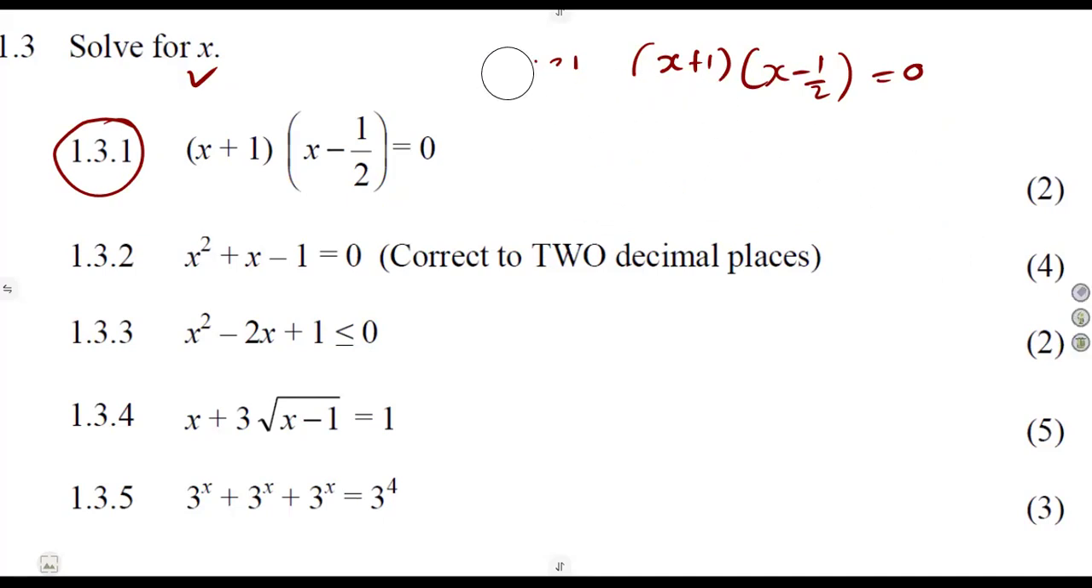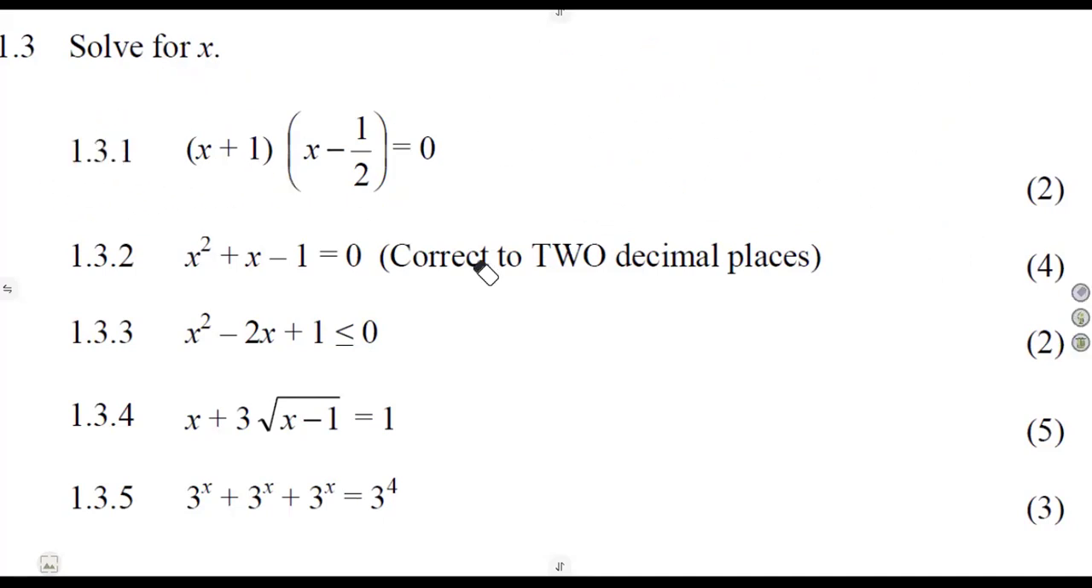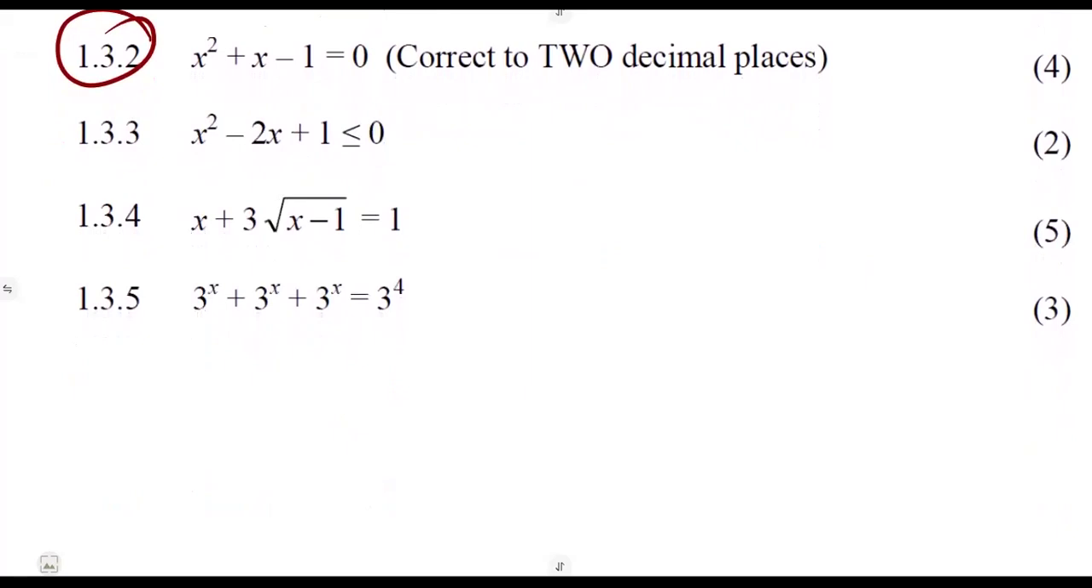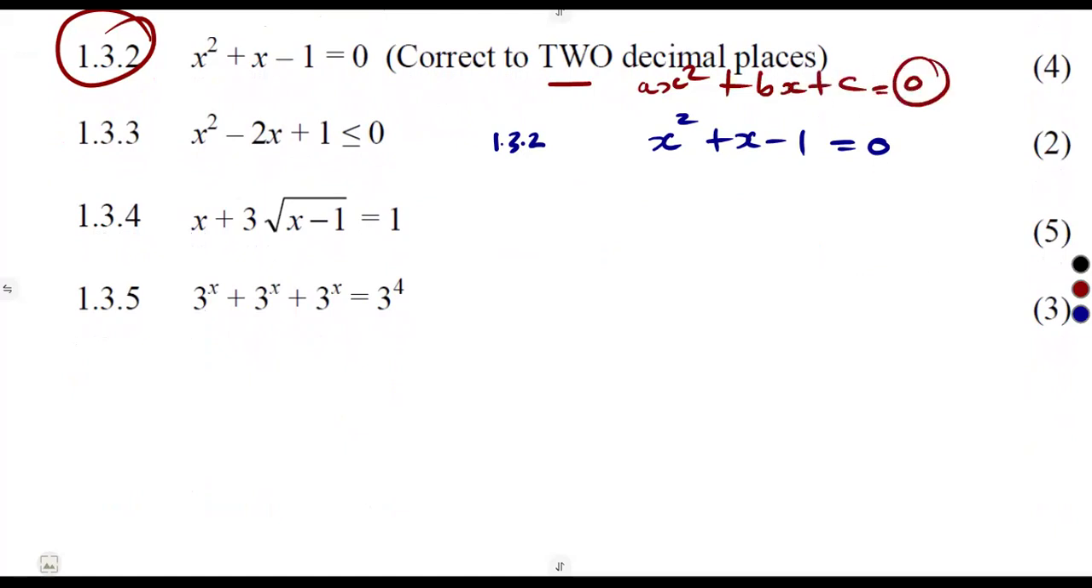All right, moving on to 1.32 again. We need to solve for x, 1.32, and that's a quadratic equation that you're given to 2 decimal places. Okay, the highest exponent is 2, so you can use the quadratic formula. You can use the completing the square method. It is up to you, guys. So that's x squared plus x minus 1 is equal to 0. Remember, it is already in the format of our quadratic equation where one side is equal to 0.